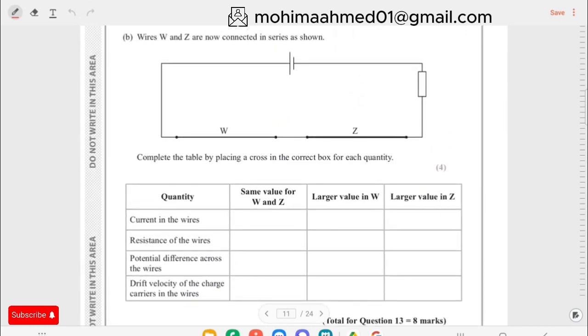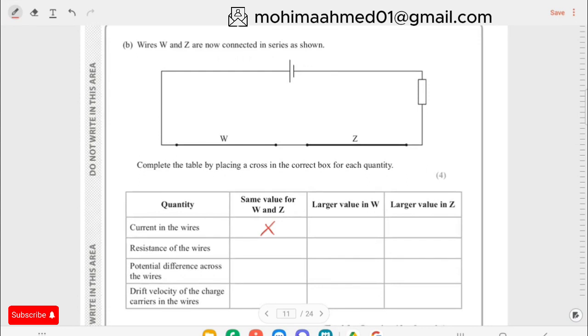Now they're connected in series, and we need to complete the table by placing a cross in the correct box for each quantity. The current in the wires: since they're connected in series, the different cross-sectional areas are not a big factor. The current is the same for both W and Z. Voltage would be different, current is the same. For the resistance of the wire, the wire with the smaller cross-sectional area will have the larger resistance, so larger resistance for W, and this is the correct statement. And the potential difference across the wires: the higher the resistance, the higher the voltage. So if wire W has the higher resistance, wire W will have the higher voltage.